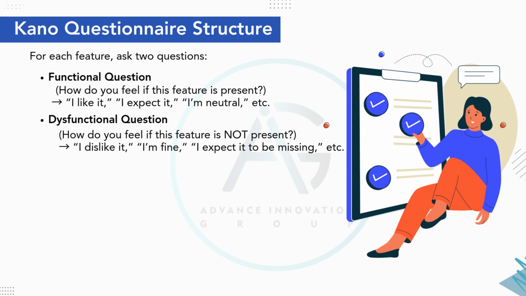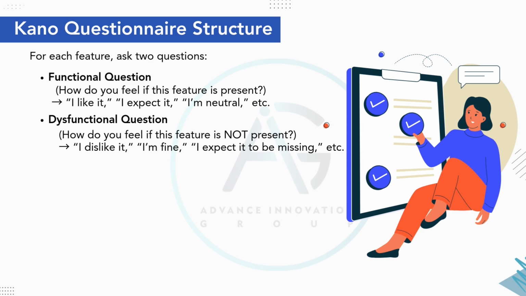For each product feature, the Kano model suggests asking 2 questions. 1. Functional question: how do you feel if this feature is present? Possible answers include: I like it, I expect it, I'm neutral, etc. This helps us understand the positive perception of a feature.